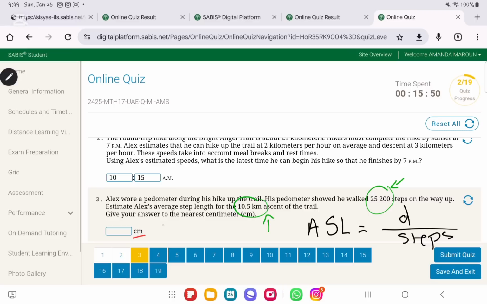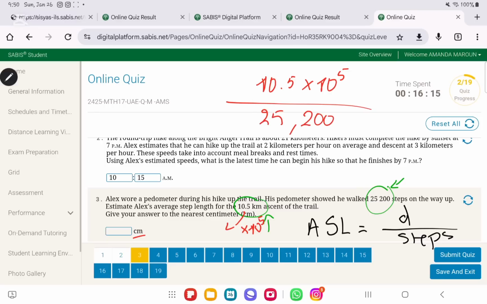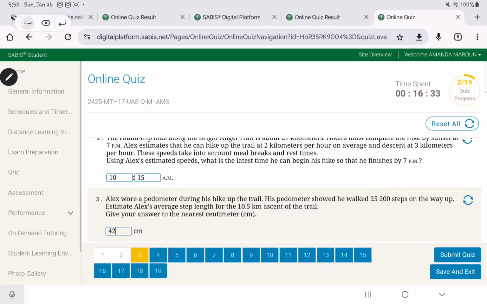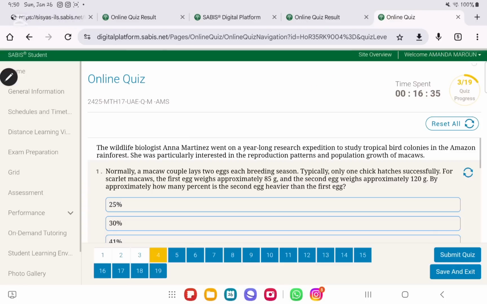Okay, so they need it in centimeters. We are going to change this from kilometer to centimeter. To change from kilometer to centimeter, we multiply by 10 to the power of 5. So the distance is 10.5 times 10 to the power of 5 divided by the steps, which is 25,200. And if you put it on your calculator, 10.5 times 10 to the power of 5 divided by 25,200, you are going to get approximately 41.7, and then round it again. They said to the nearest centimeter, it is going to be 42 centimeters. Okay, that is it for question number 3. We move on to question number 4.